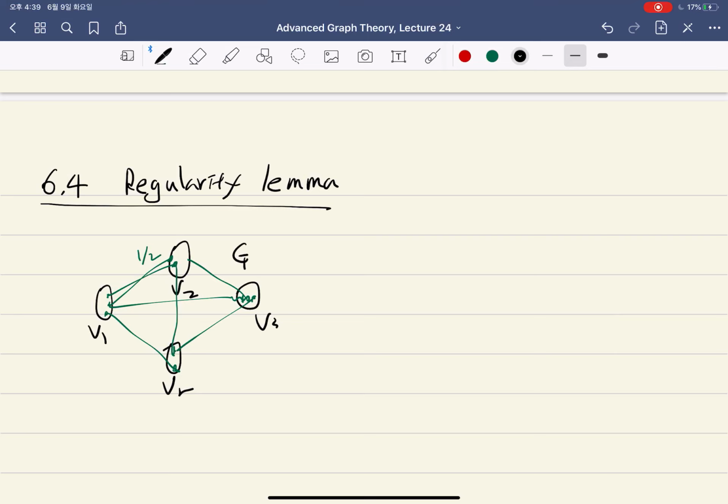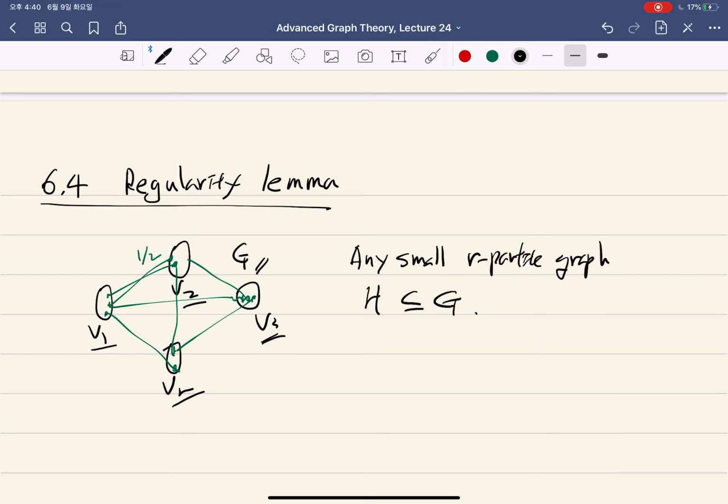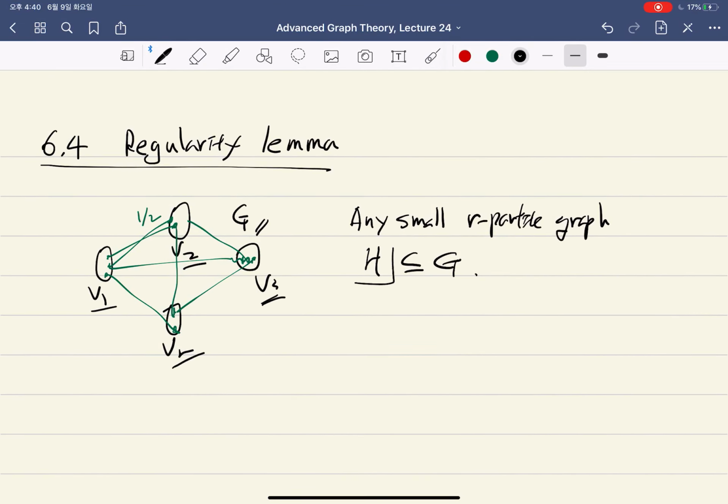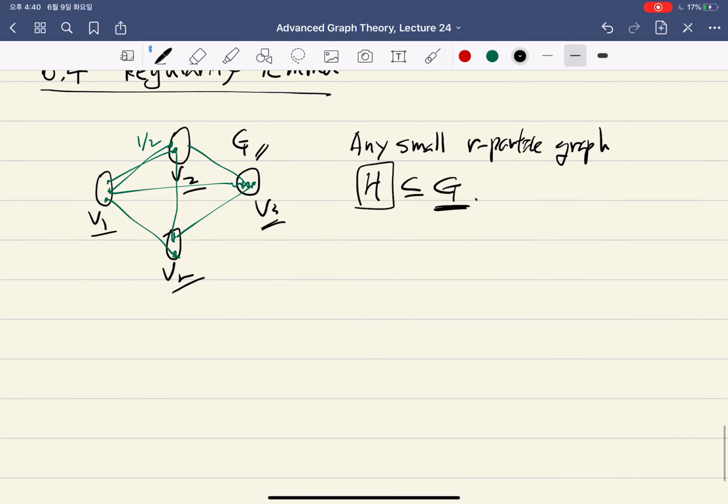Then this is some sort of random R-partite graph, where each part has sufficiently many vertices. Then we can actually show that with high probability, we can find any small R-partite graph H inside of G. Our concern before was that for certain H we want to find inside of G, but if G is a random graph, this is a really easy task.